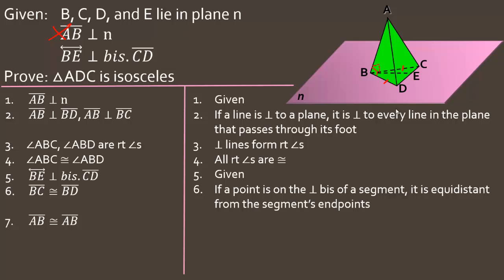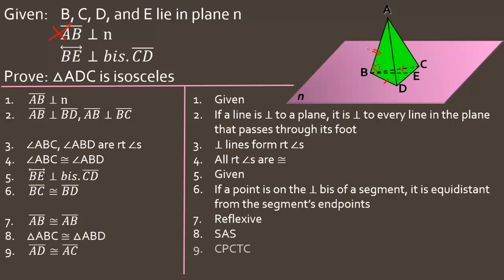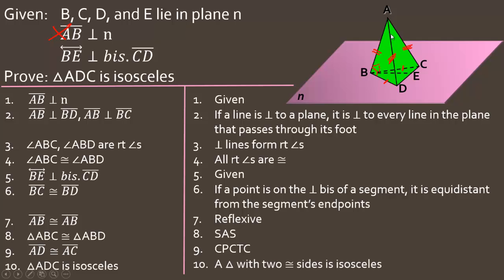We can also say that AB is congruent to AB because of the reflexive property. Now we can say that triangle ABC is congruent to triangle ABD because of side angle side. And then our old pal CPCTC comes into play, giving us AD congruent to AC, which would give us that triangle ADC is isosceles, because of the definition of an isosceles triangle. It states a triangle with two congruent sides is isosceles.